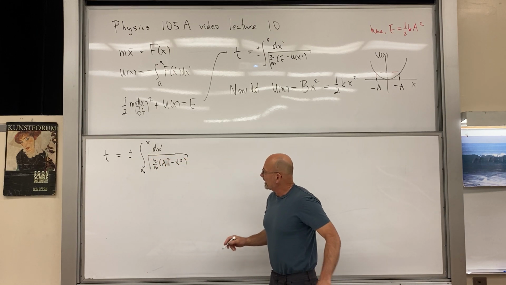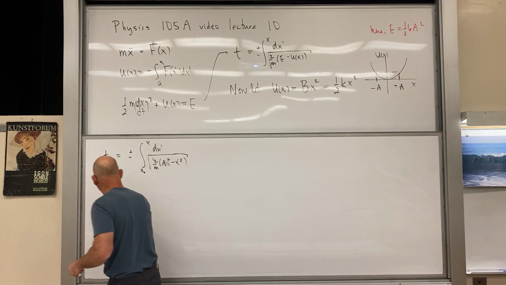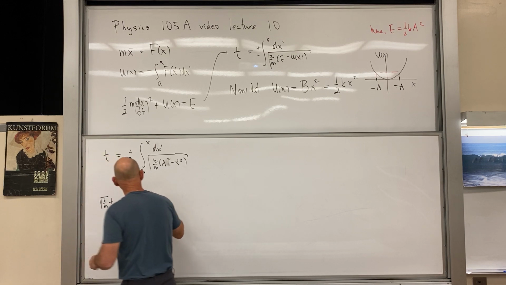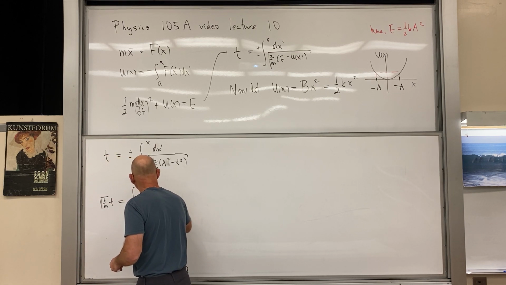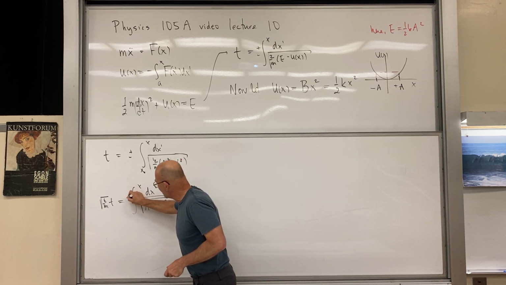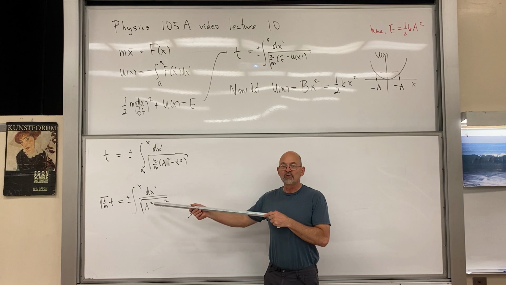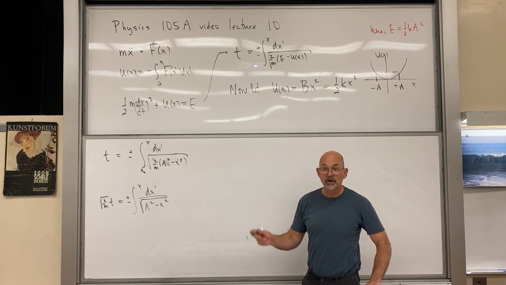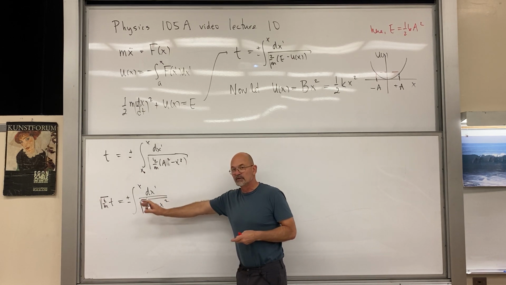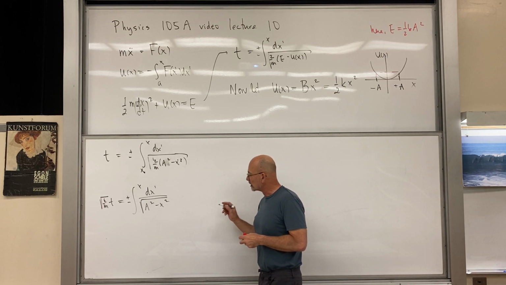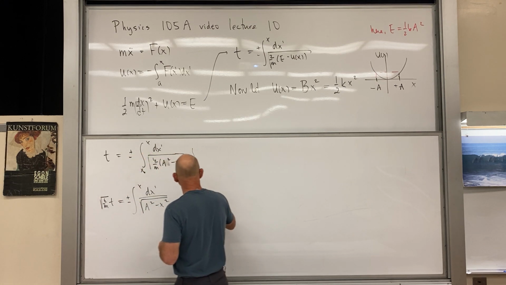Now, I'm going to bring out this root k over m. So I'm going to have root k over m times t is equal to the integral from 0 to x of dx prime over root a squared minus x squared, and we still have the plus minus. So we're looking at an inverse cosine here. I'm going to let you calculate this out because it's only two more steps. So leave enough room in your notes because you can fill in the answer, and you'll also turn this in as homework.